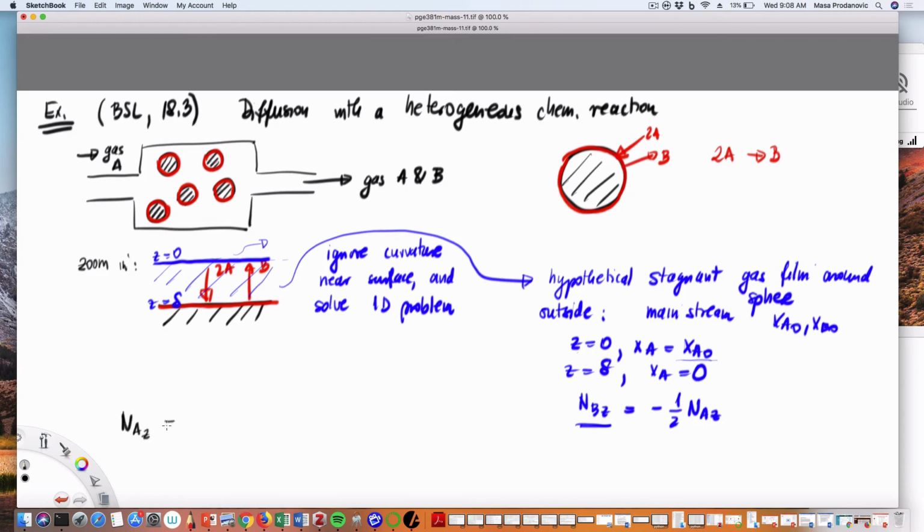NAZ has that Fick's law term. I'm looking at the z component, otherwise I would normally have a gradient of xA here. And then I have plus xA multiplying the sum of all other fluxes. Okay?